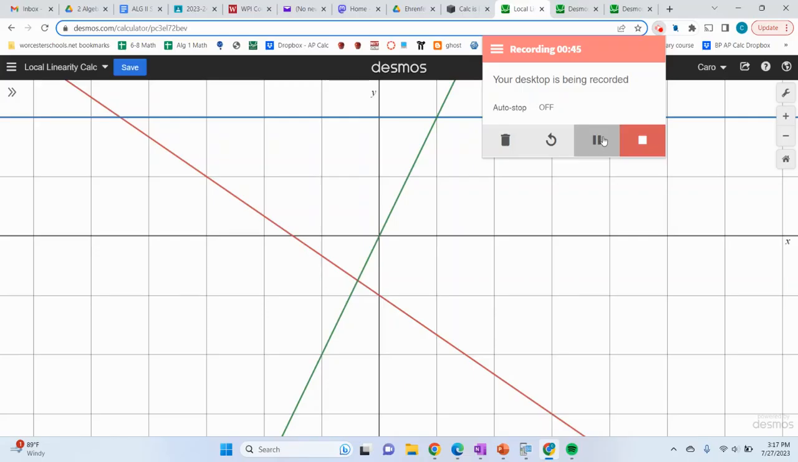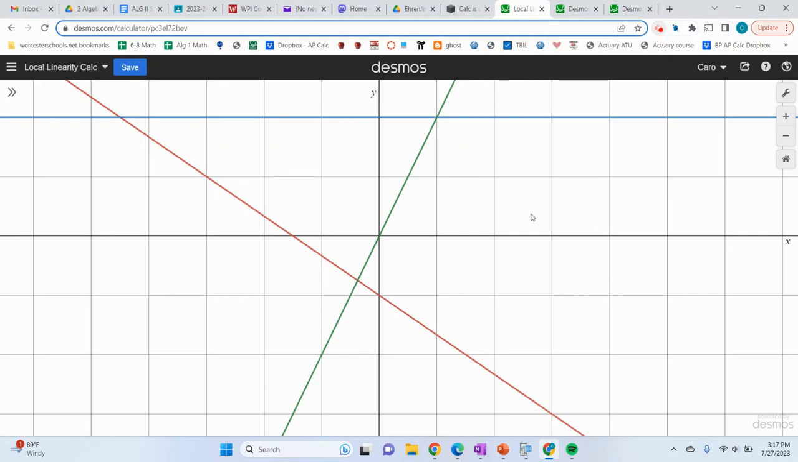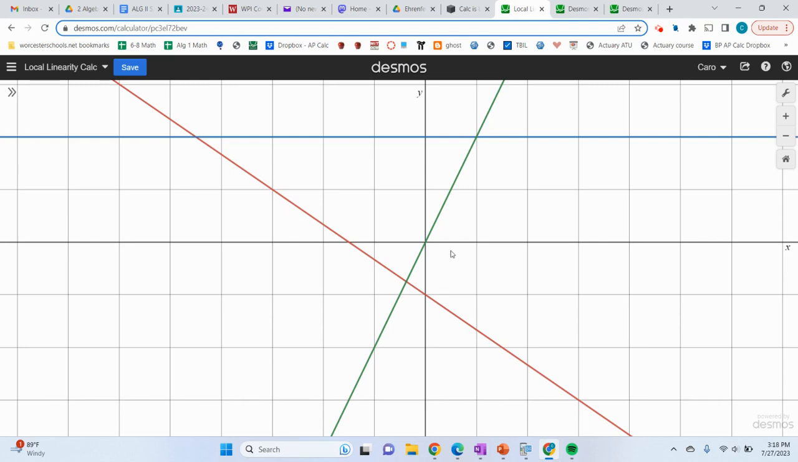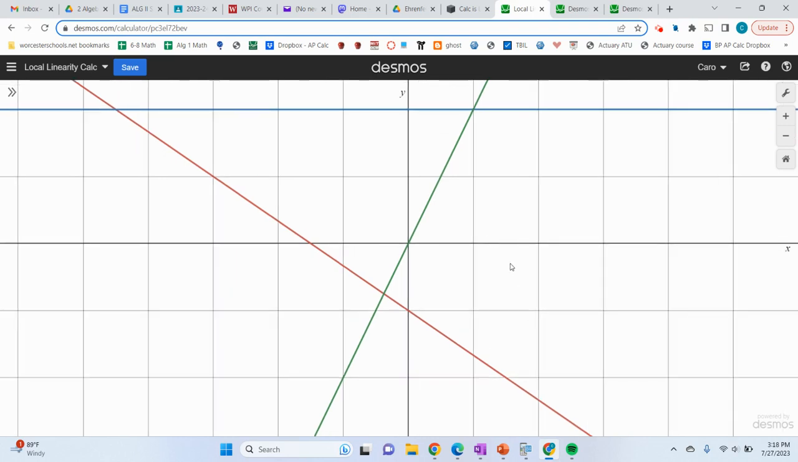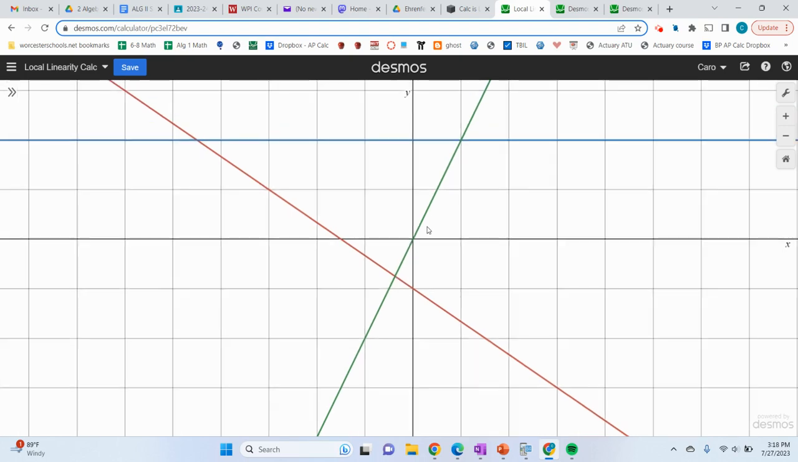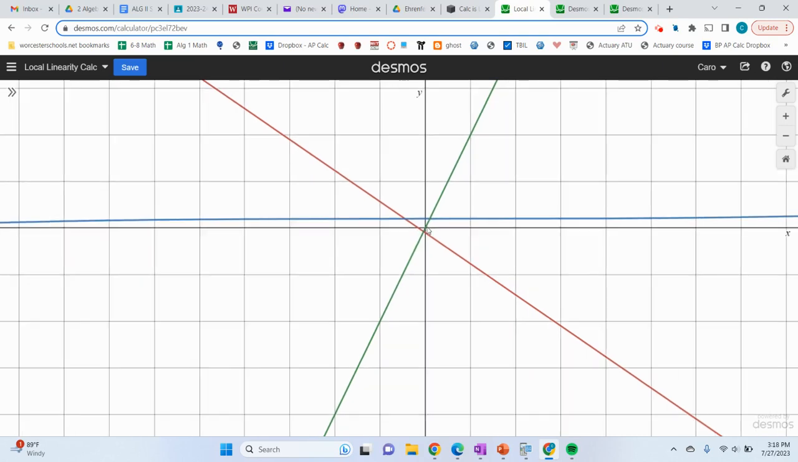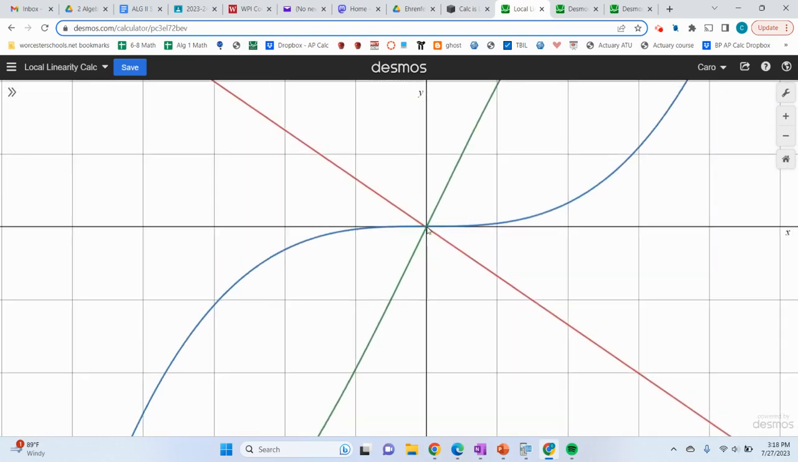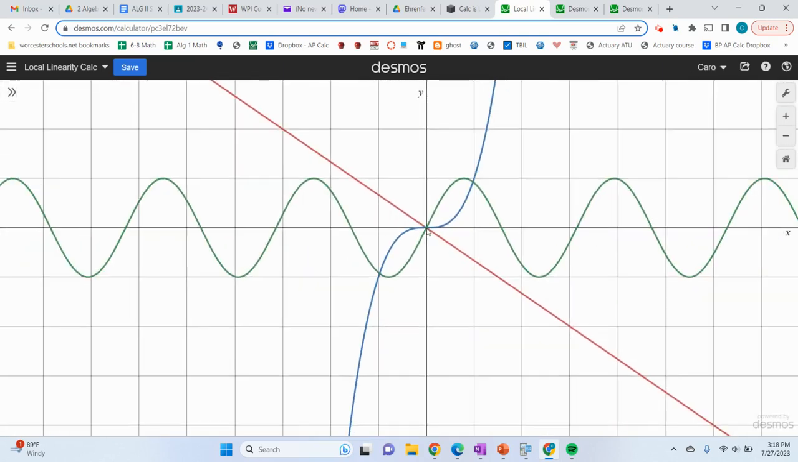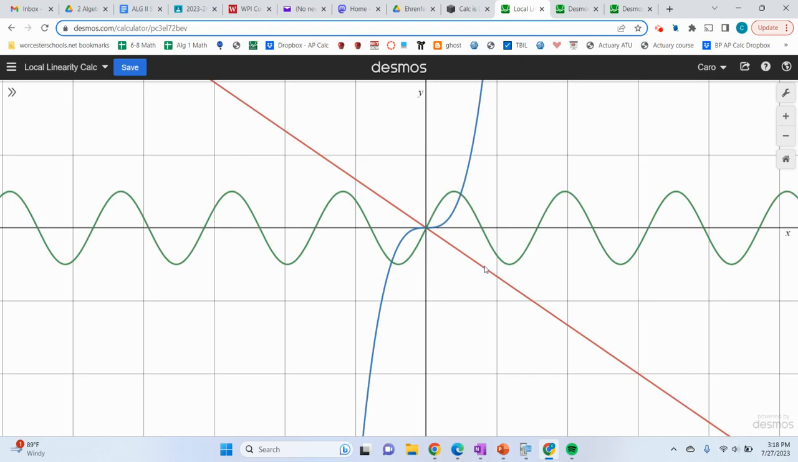Hello everybody, this is your video on local linearity, and we started this idea in class, and I said the phrase local linearity. I had this as the warm-up, and I asked you to predict what the equations of this red, blue, and green function were. Whenever I zoomed in though, they appeared to be lines. However, when I zoomed out, they were definitely not lines. It was a cubic, a sinusoid, and a linear function.